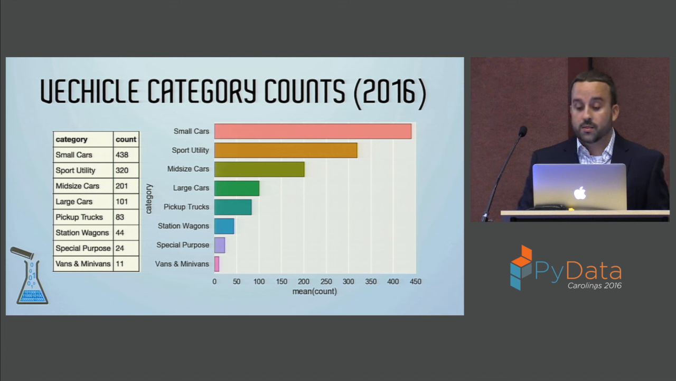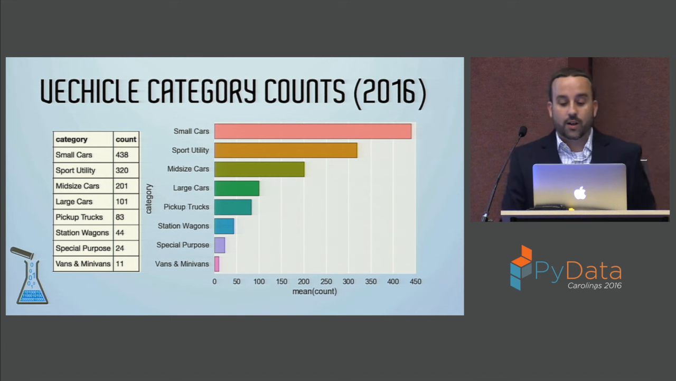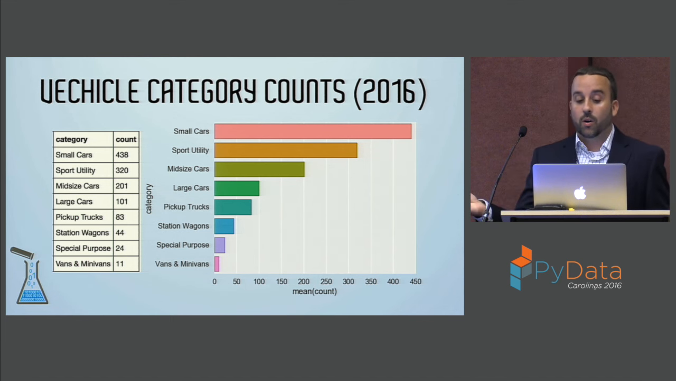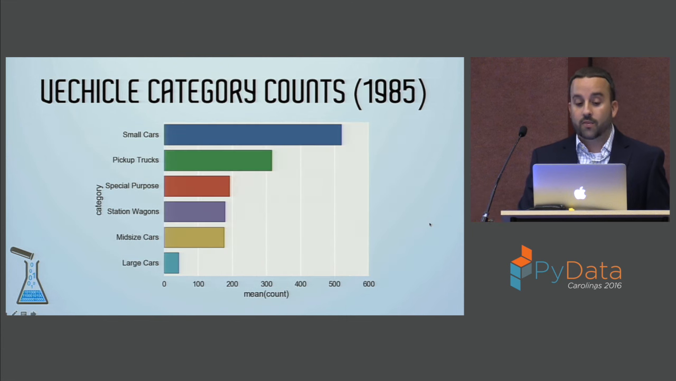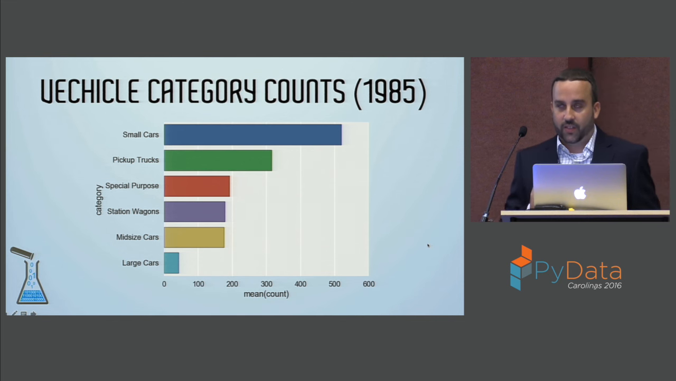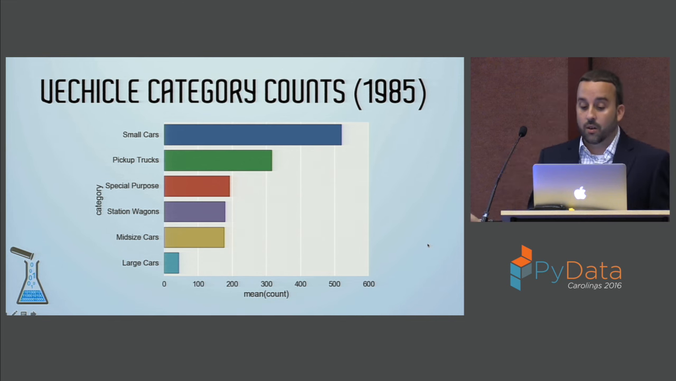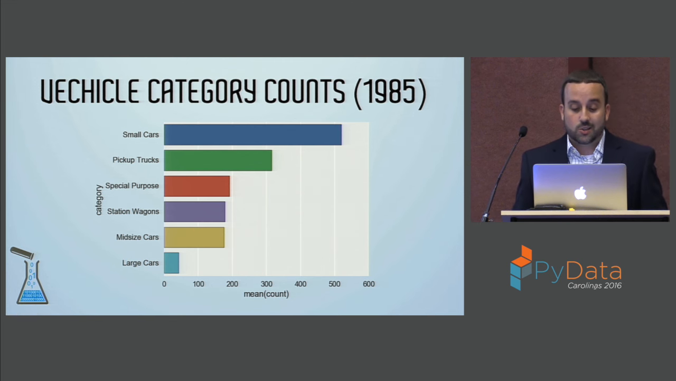And so once you've done this, it's very easy to change out either the year or the category that you're aggregating on to get a different perspective on the data. So here I've changed out the year and aggregated on the same category. And so here you'll notice that SUVs didn't exist yet. Small cars were even more popular, and pickup trucks were as well.